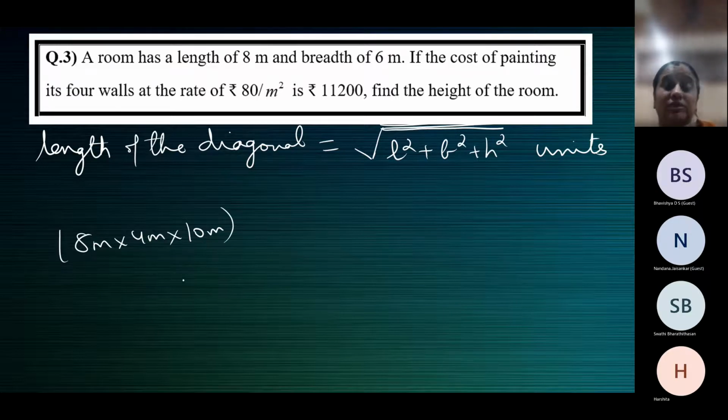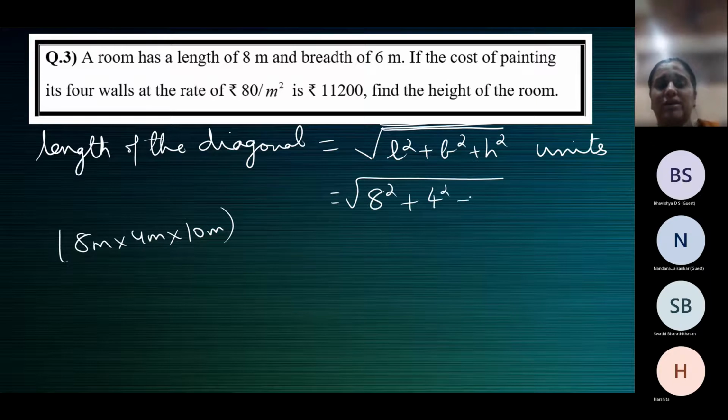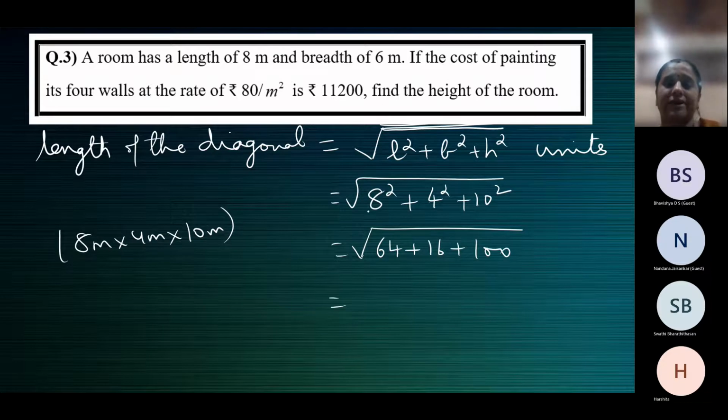Okay, so we have to use a formula. The question can be, straight away, find the length of the diagonal, or it can also be find the length of the longest rod that can be placed in a cuboidal room of dimensions 8 meters by 4 meters by 10 meters. So how do we calculate? Just put it here. Root of L square, 8 square, plus B square, 4 square, plus H square, 10 square. That is equal to root of 8 square, which is 64, plus 4 square, which is 16, plus 10 square, which is 100.